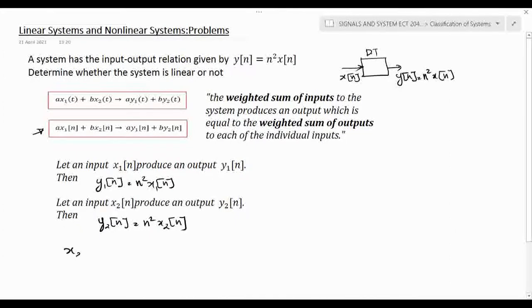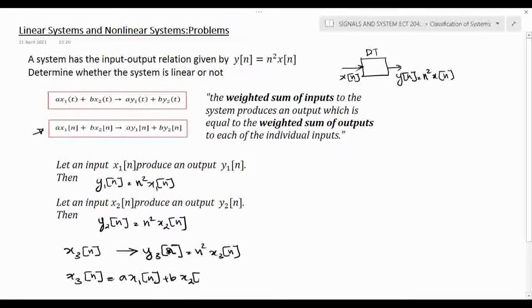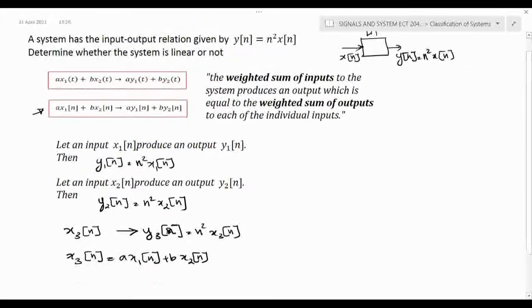Assume that there is a third input, x3 of n. Sorry, x3 of n produces an output y3 of n, which is equal to n square into x3 of n. And assume that this x3 of n is a linear combination of inputs. So x3 of n can be written as a x1 of n plus b x2 of n. So this is a linear combination of two inputs.